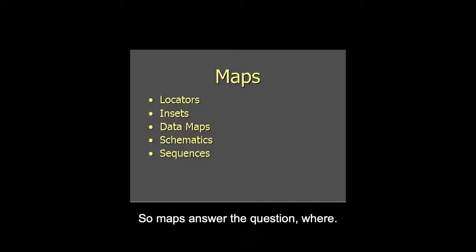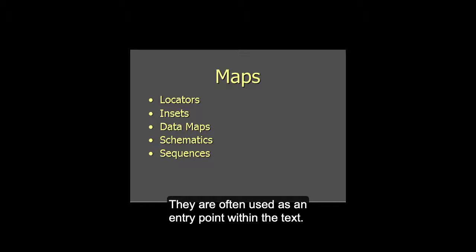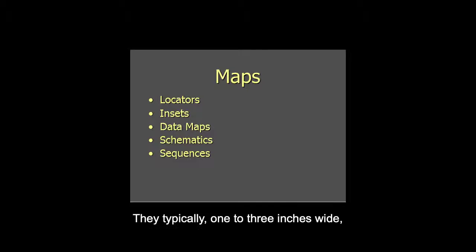So maps answer the question where. Sometimes they answer, occasionally, how. They are often used as an entry point within the text. They're typically 1 to 3 inches wide. Sometimes they can get much wider. We'll look at some websites utilizing these types of maps that occupy a large area of their page.